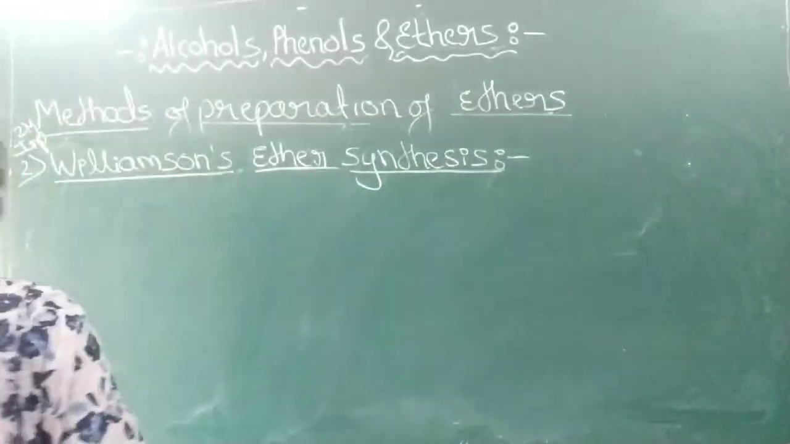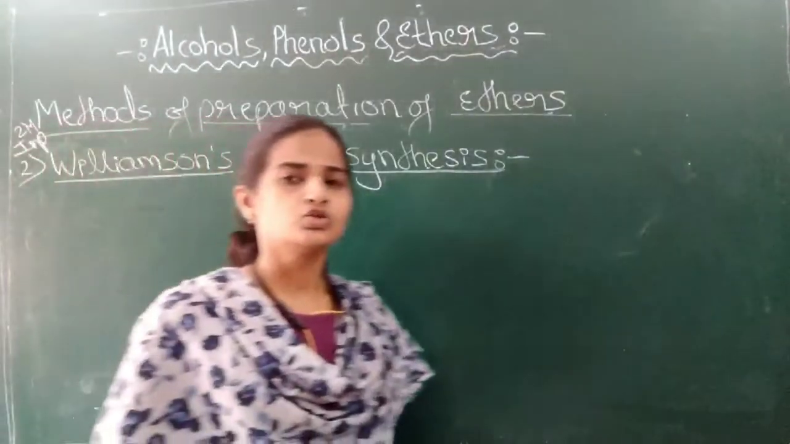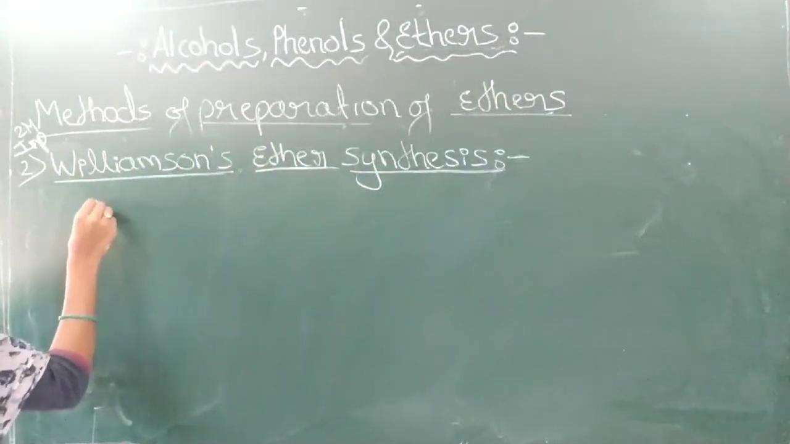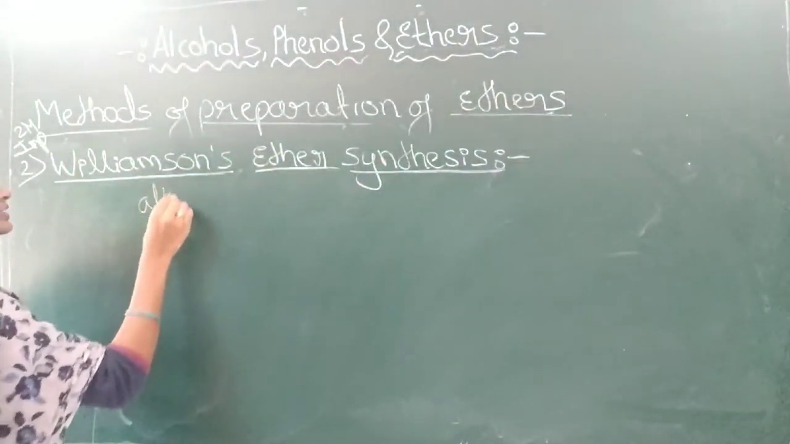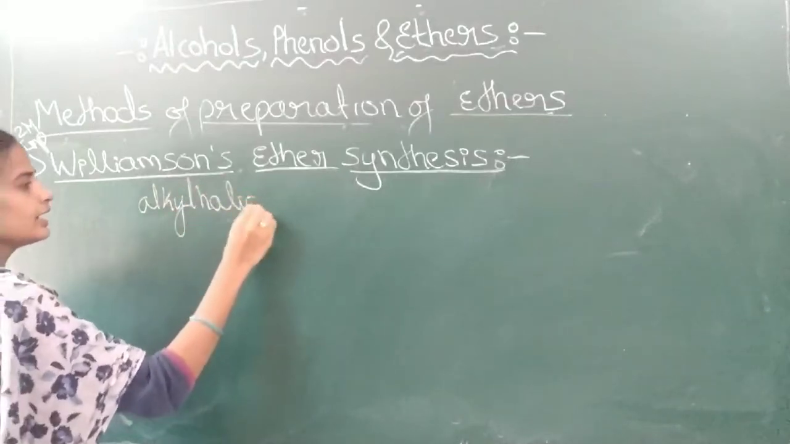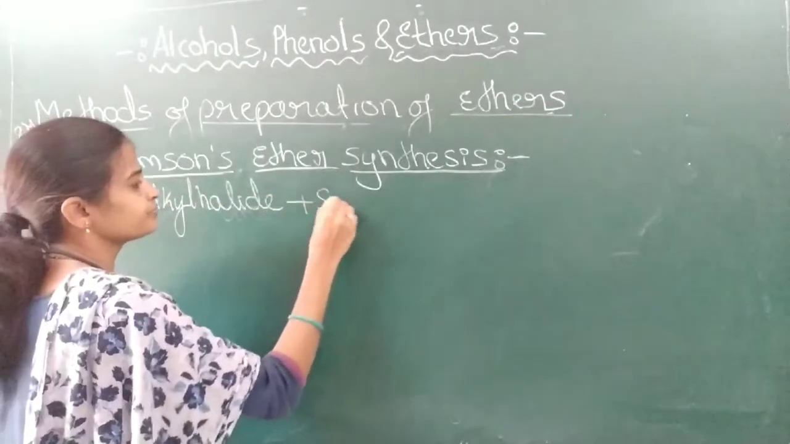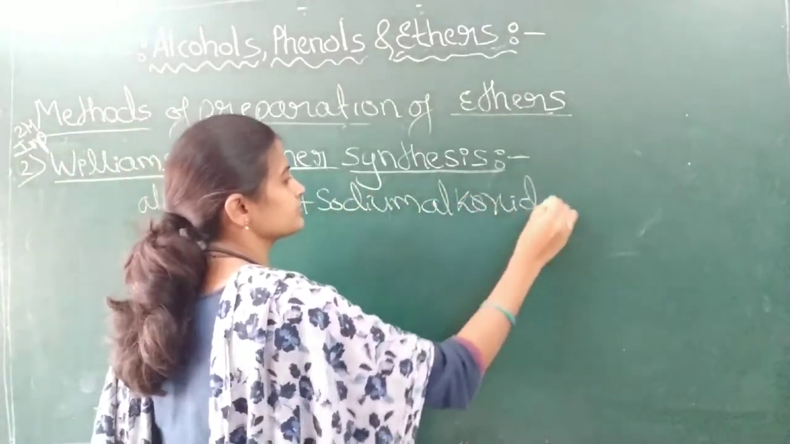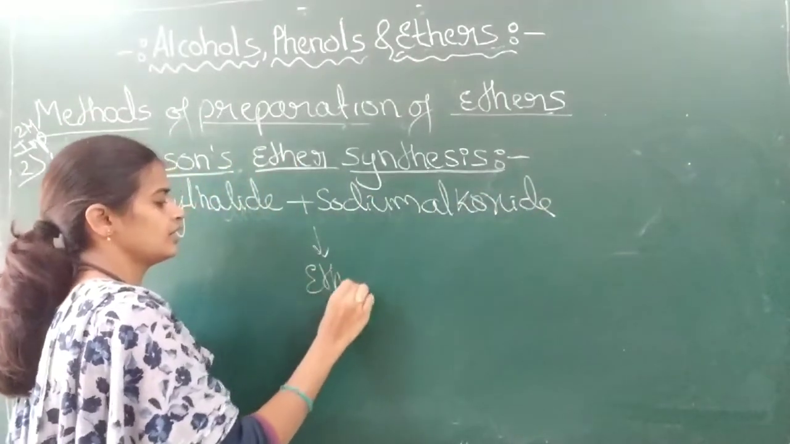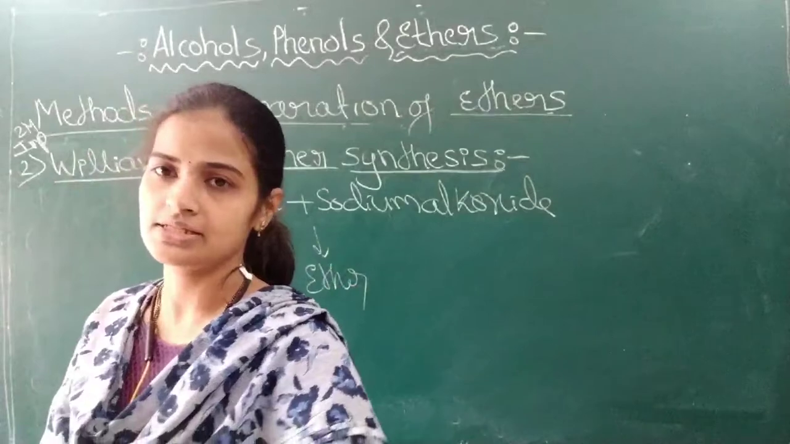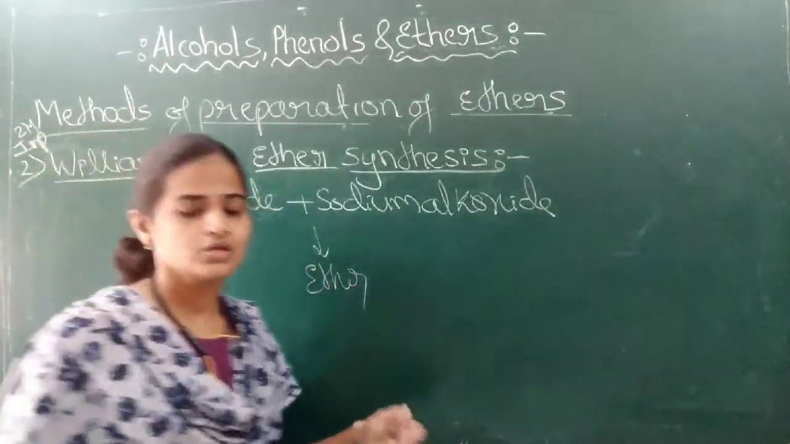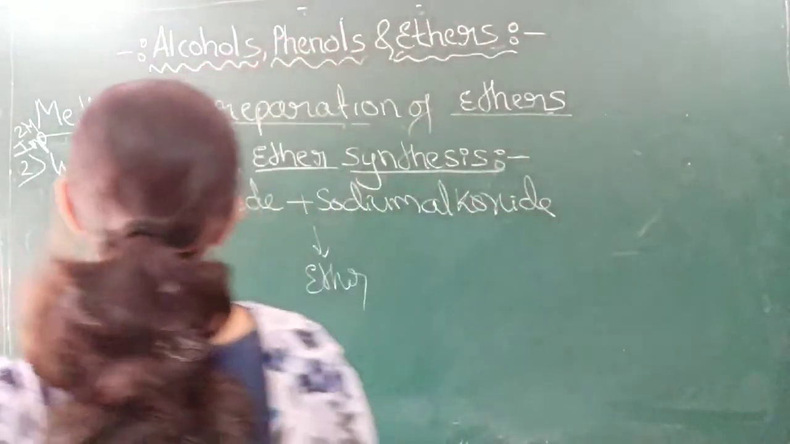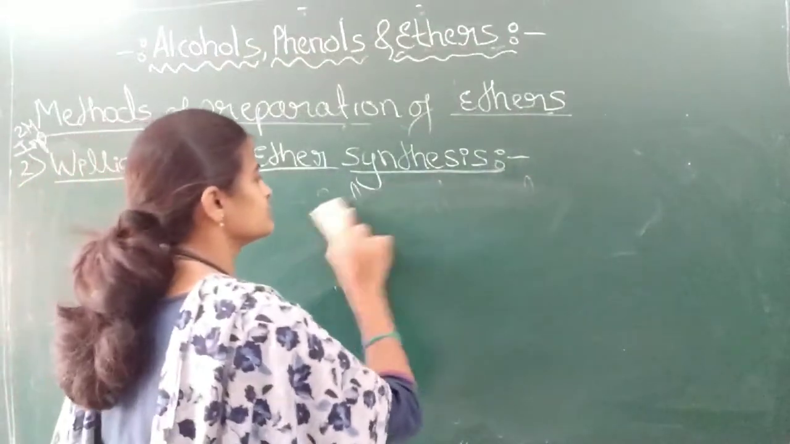When an alkyl halide is heated with sodium alkoxide, what is formed? Ether is formed. This is called Williamson ether synthesis. Students, when an alkyl halide is heated with sodium alkoxide, ether is formed. This is called Williamson's ether synthesis.